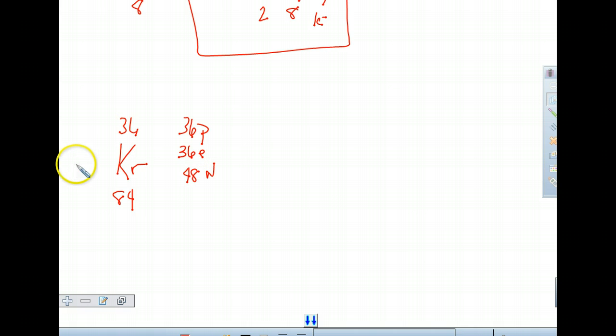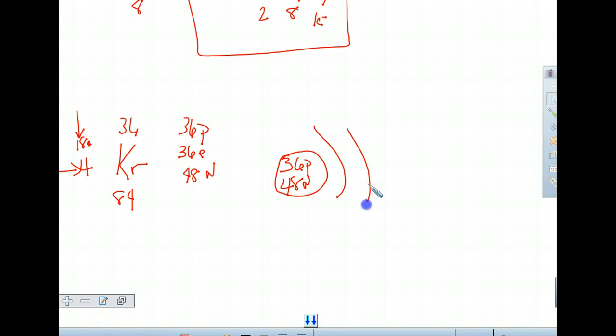What row is krypton in? It is in row 4, meaning it's going to have 4 rings. What column is it in? It's in column 18, so it's going to have 8 electrons in its outer shell. Alright, so let's go ahead and start drawing this. Inside the nucleus, I will have 36 protons. I will have 48 neutrons. 2, 3, 4. It will have 4 rings because it's in row 4.